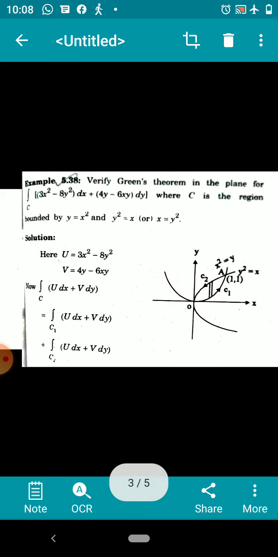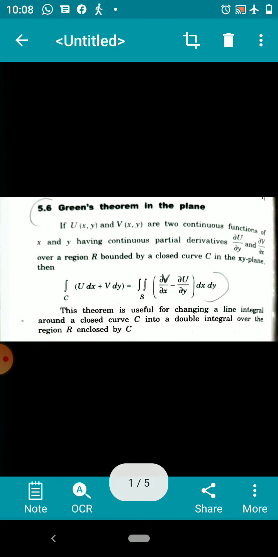This is enough for you because very limited problems will be coming from Stokes, Green's and Gauss divergence. Only thing, whichever problems and definitions I have taken, you have to be thorough in that. Then whatever they may be asking, you may be able to answer it.